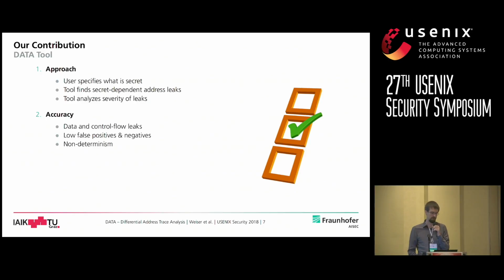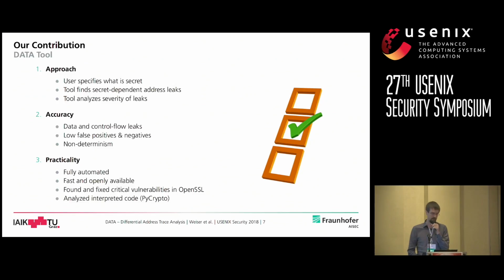Our tool can detect arbitrary address leaks, that is, data leaks and control flow leaks, which captures all address-based attacks we saw before. And we achieve good results by lowering both false positives and false negatives. We filter out non-deterministic program behavior, which is common for asymmetric ciphers, as we saw before with RSA blinding. That is, we filter leaks that are independent of the secret.